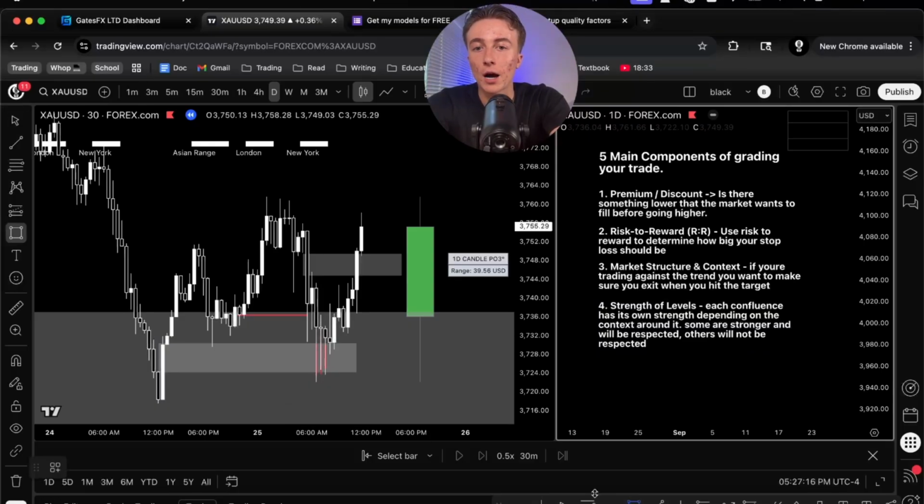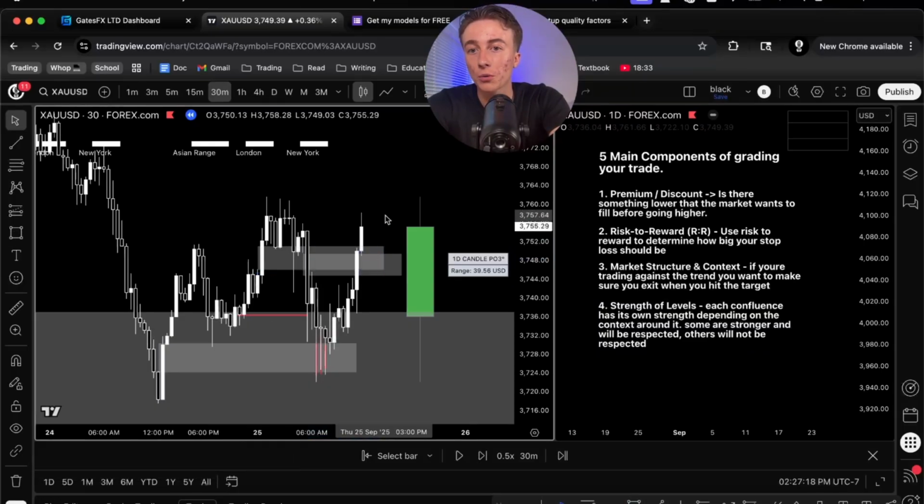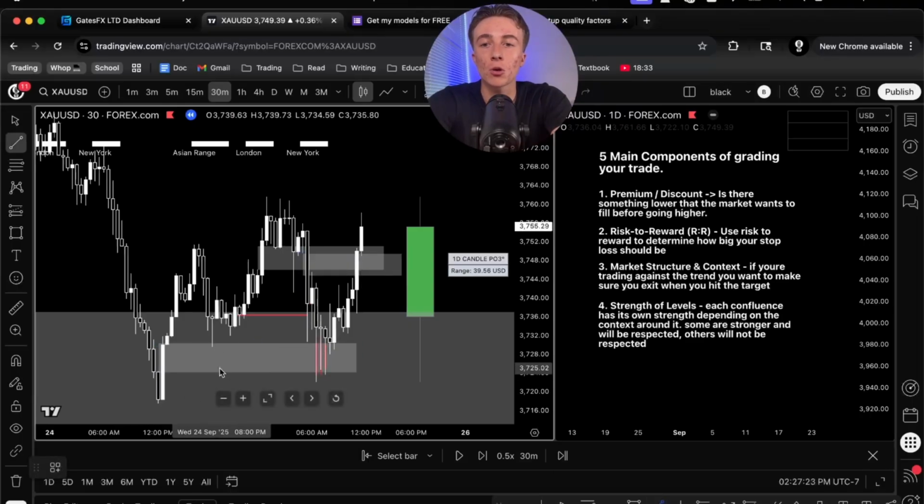Am I taking a buy from a premium gap when there's going to be a gap that's a little bit lower under a liquidity sweep? Like this one just had so much more qualities to it that make it an A+ setup.